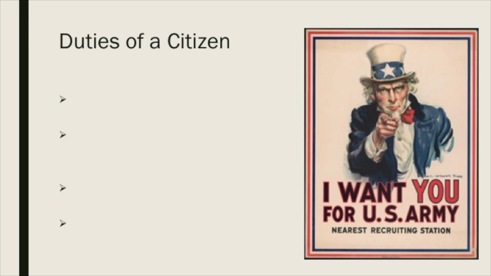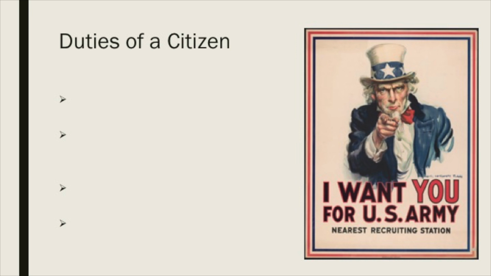While there are many rights protected by the Constitution, there are also many duties and responsibilities that citizens have in the United States. First, a citizen is anyone who's born in the U.S., including in United States territories or on military bases. Non-citizens can become citizens through a process called naturalization.